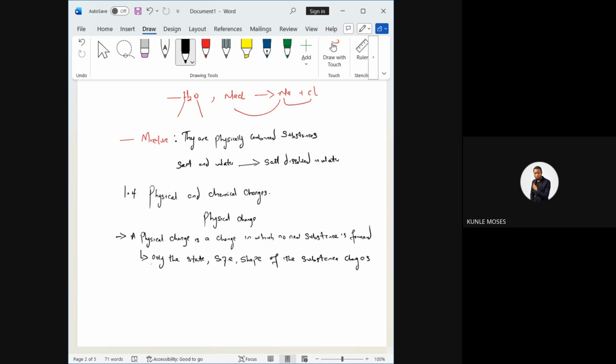And for chemical change, let me just dictate that because of our time. For the chemical change, it is just like the opposite of physical change. A chemical change, I want you to write.